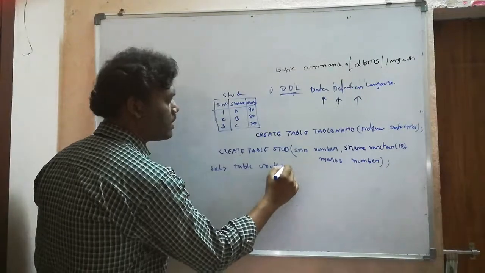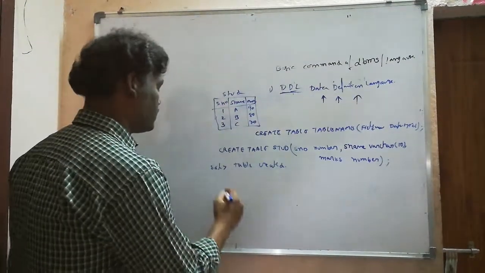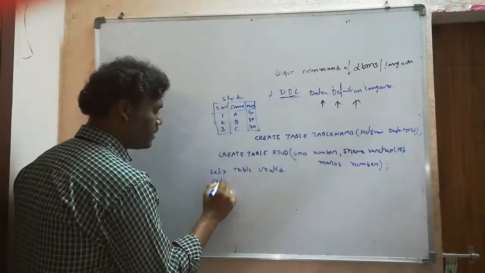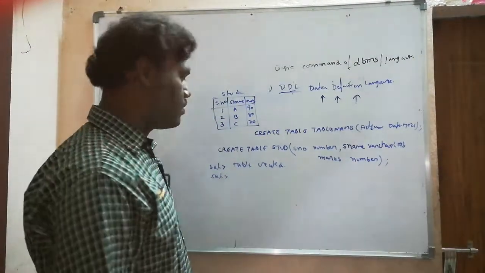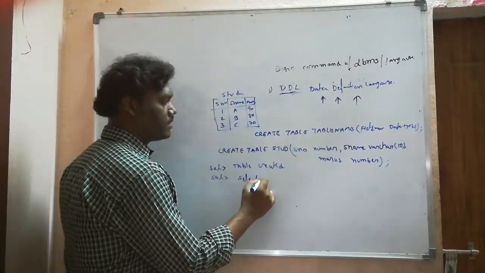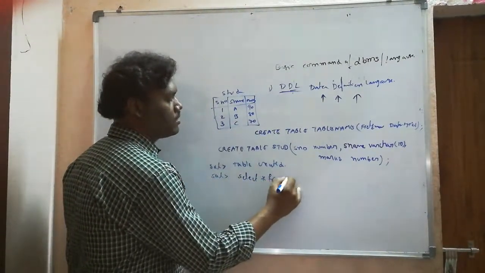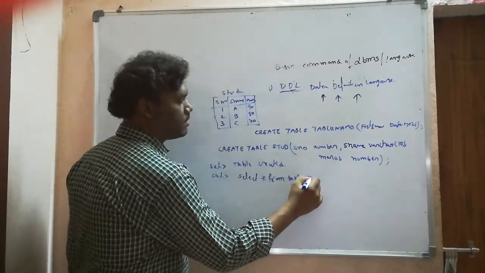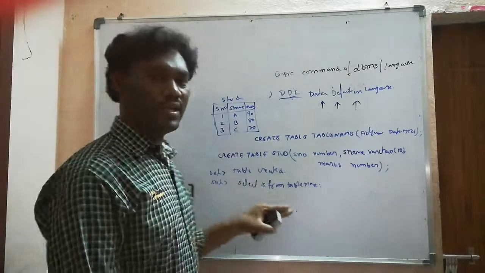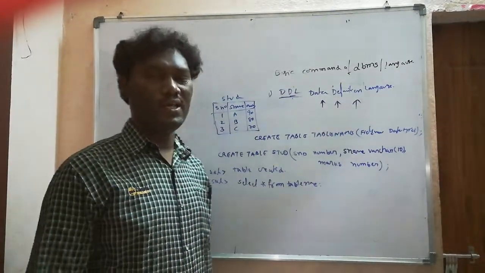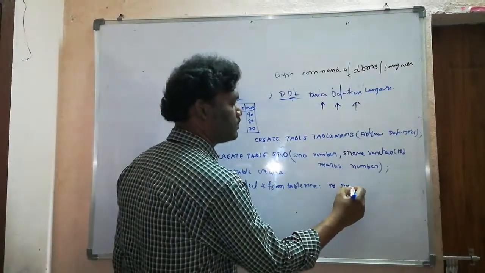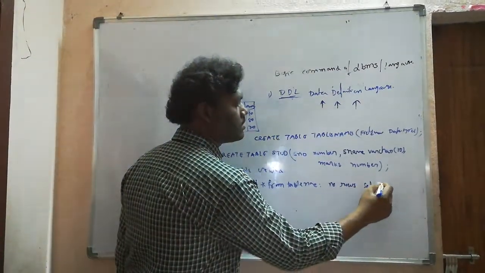Table created. Simple. Next, we try to verify whether the table is created or not. Then we use the command select star from table name. But from the above syntax, we are only creating the table, and we are not inserting any rows. So no rows are selected. This is the output.